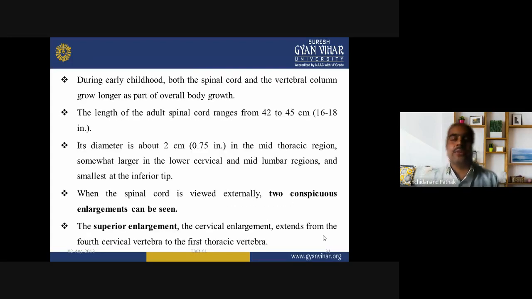Now during early childhood, both the spinal cord and the vertebral column grow longer as part of overall body growth. The length of the adult spinal cord ranges from 42 to 45 centimeters. Its diameter is about 2 centimeters in the mid thoracic region, somewhat larger in the lower cervical and middle lumbar region, and smallest at the inferior tip. When the spinal cord is viewed externally, two conspicuous enlargements can be seen. The superior enlargement, the cervical enlargement, extends from the fourth cervical vertebra to the first thoracic vertebra.